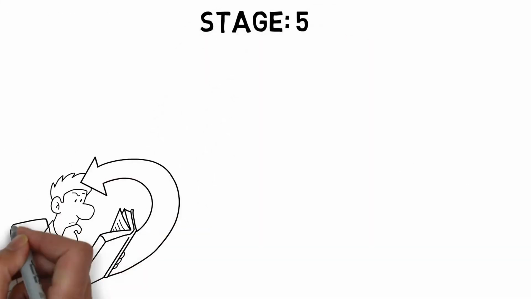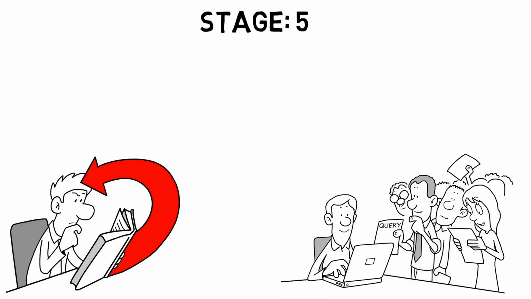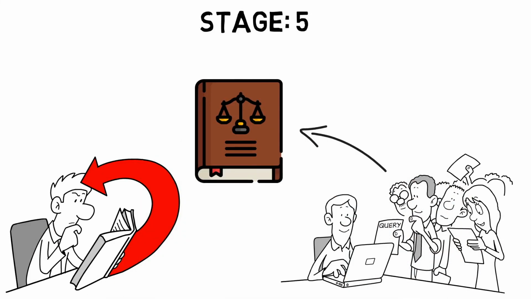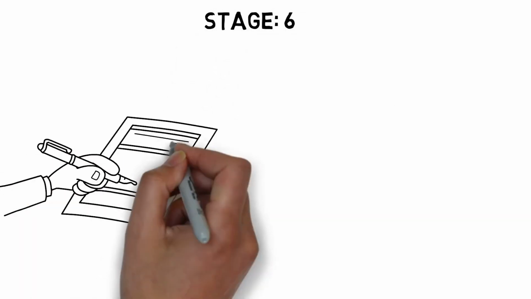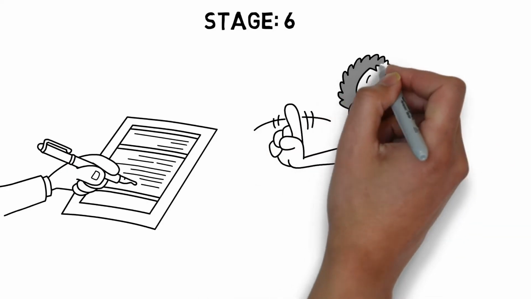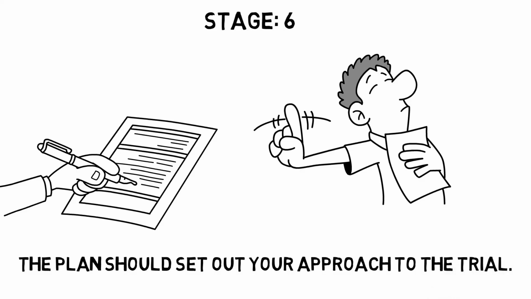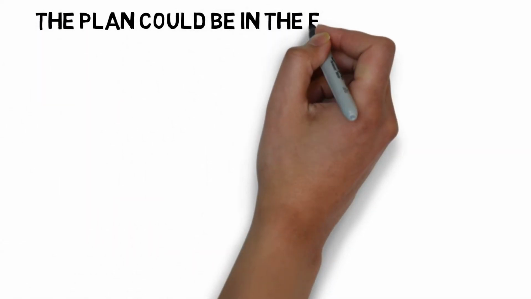Stage 5. Review and check that your final propositions are in line with your client's instructions and with the law. Stage 6. Prepare a trial strategy plan. There is no right or wrong way to produce a trial strategy plan. The plan should set out your approach to the trial. The plan could be in the form of a table.